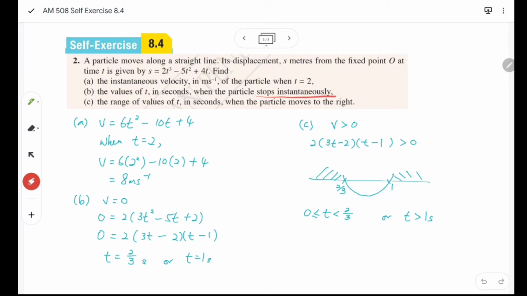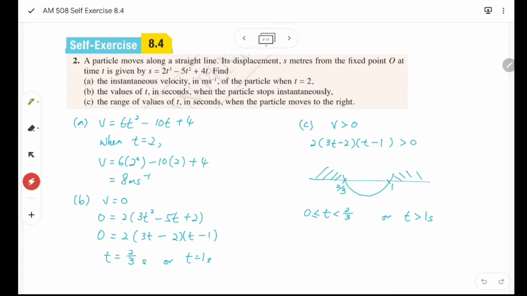B, find the value of t in seconds when the particle stops instantaneously. So the clue is here: when the particle stops instantaneously, it has no velocity. So the velocity equals 0. So at that instant, v equals 0. So the function of v, 6t squared minus 10t plus 4 equals 0.